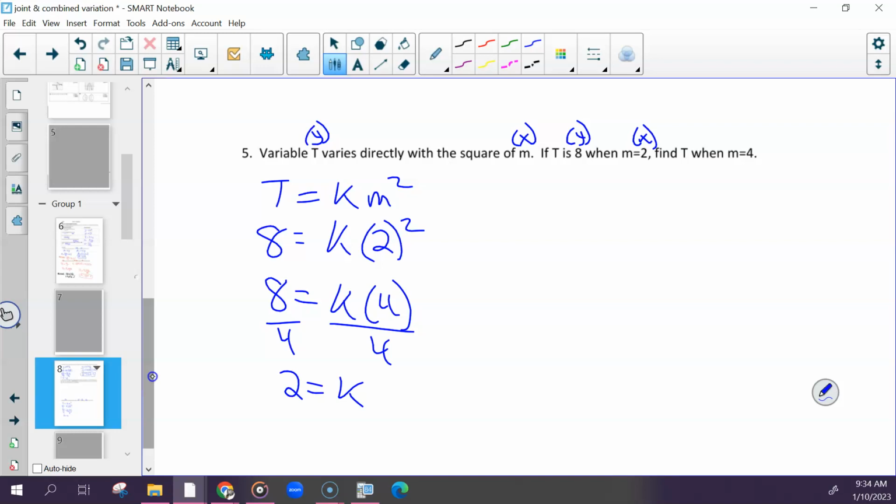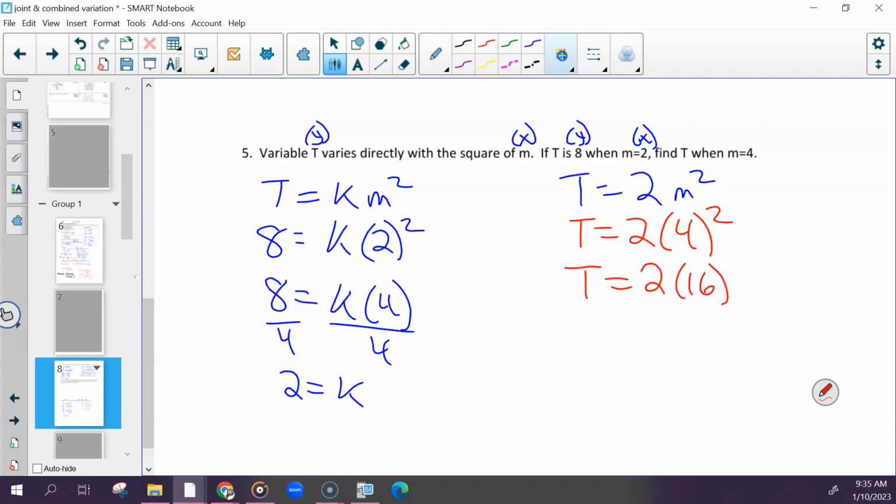Put that into your original equation. So t equals 2m squared. Then it asks us find t when m is 4. So put 4 in. And simplify and figure out what t is. Because this would be 2 times 16.